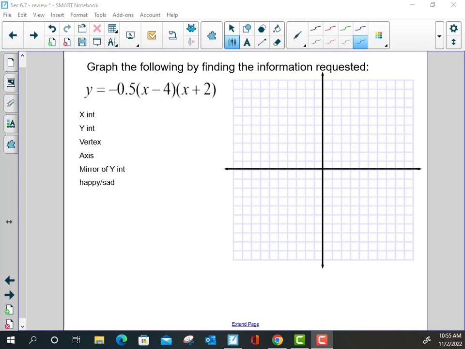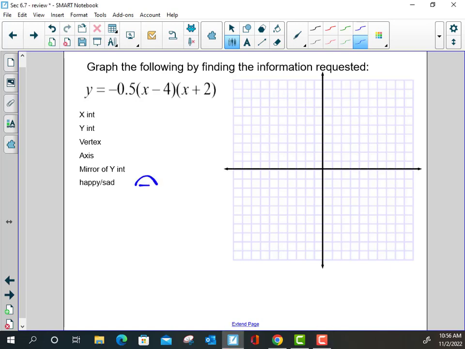So we have y equals negative 0.5 bracket x minus 4, bracket x plus 2. A couple things you can extract from that right away. It is factored form, so that's going to help us find some x-intercepts. And we have a negative leading coefficient. So things that I can see right away, this is negative, so this is a sad curve.